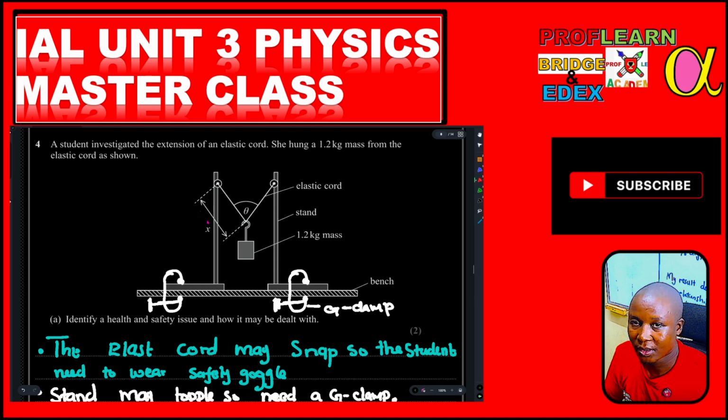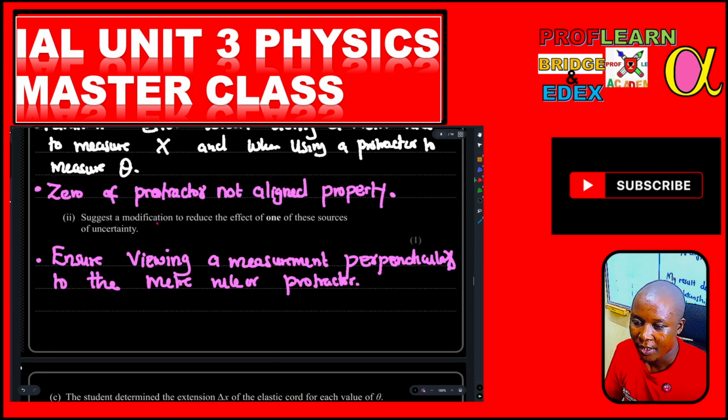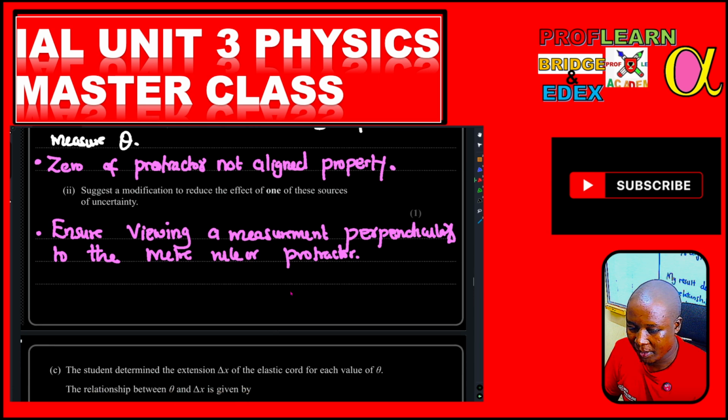So in the process of taking the measurement, there could be error of parallax. Also, measuring the angle will have error of parallax. A suggested modification to reduce the effect is to ensure viewing the measurement perpendicularly when we are taking the measurement, and also take multiple measurements so that you can find the average of those values. Yeah, so basically that is it.